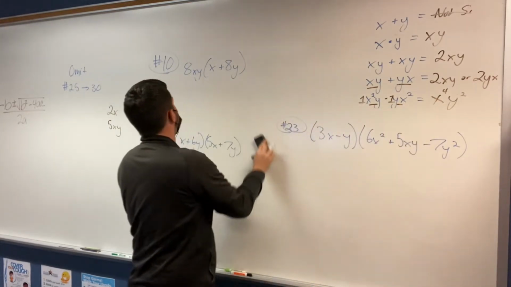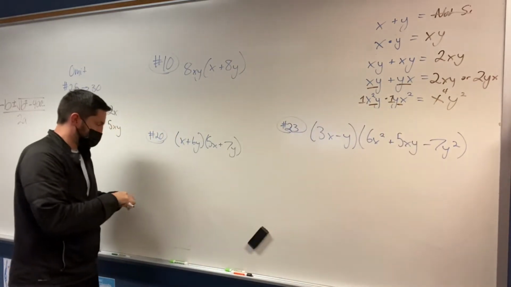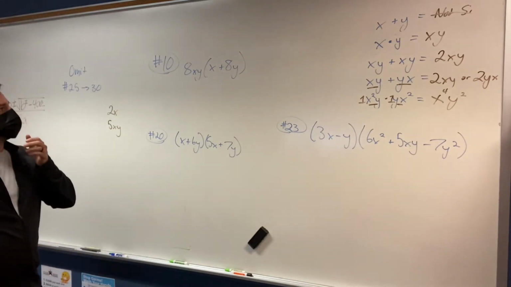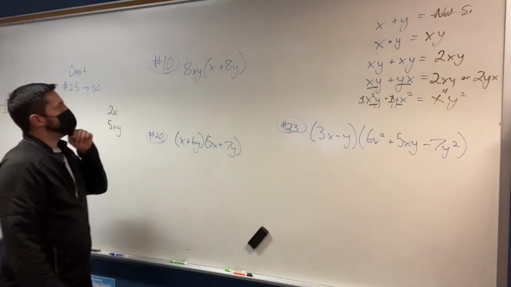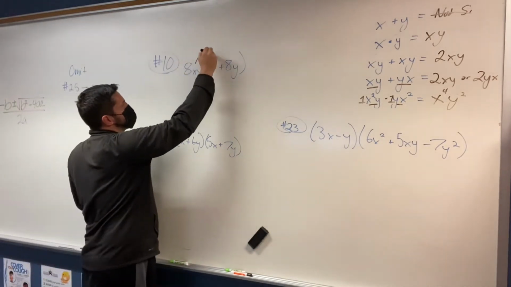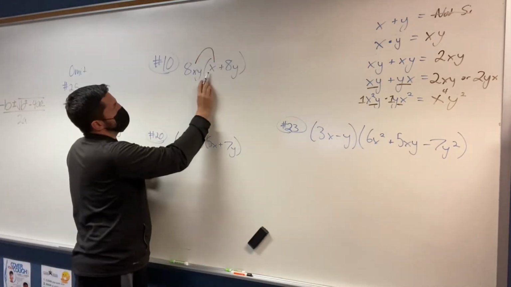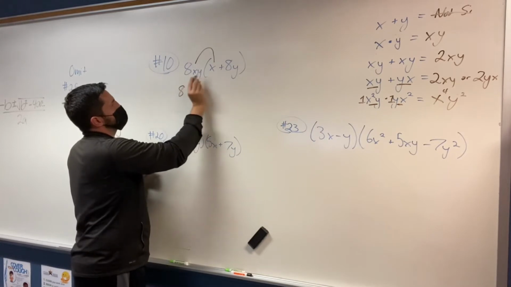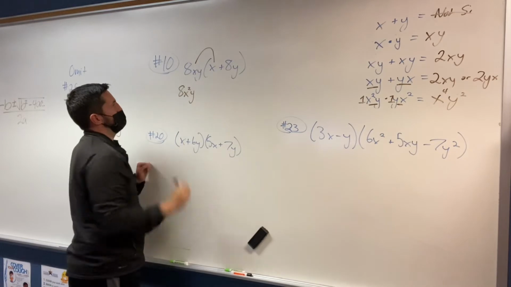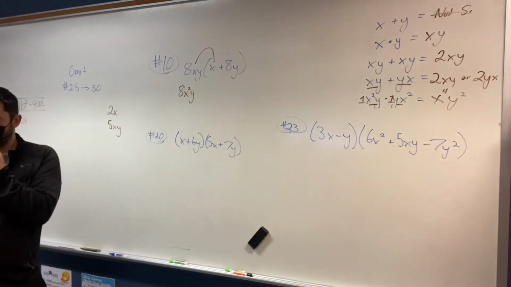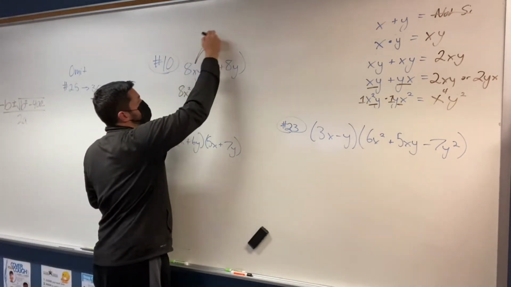Okay, so now, number 10. We're going to start actually going through here. Number 10, I am going to take this times that. So I have 8 times 1 is just 8. x times x is x squared. y, there are no more y's, it just tags along. Nice. Cool, super simple.